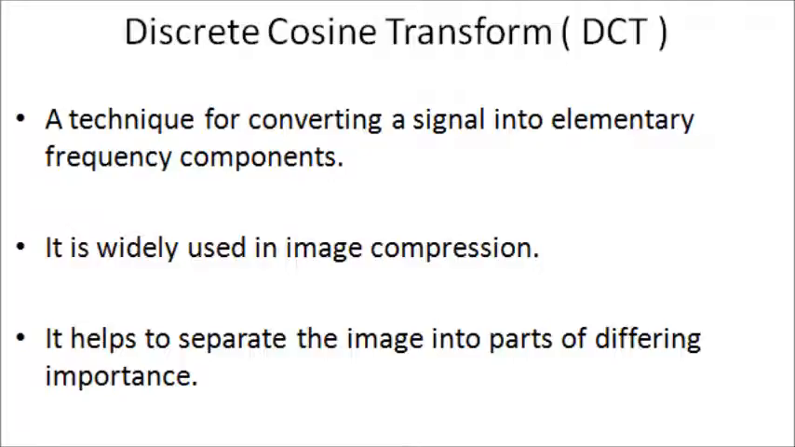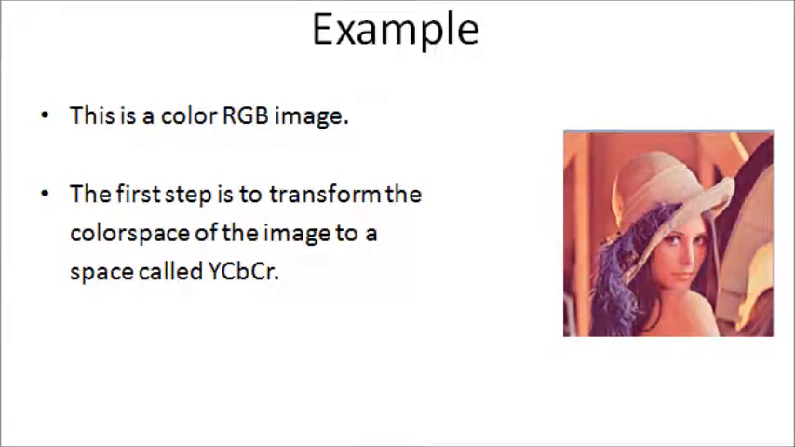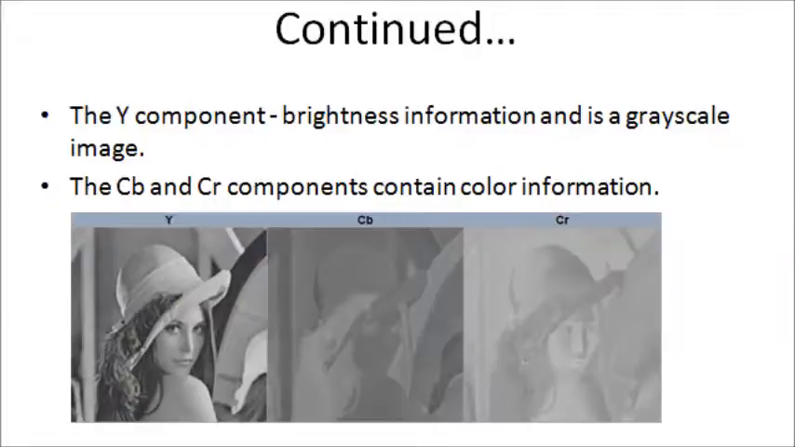Let us now discuss the discrete cosine transform in detail. This is a technique for converting a signal into elementary frequency components and plays a very important role in image compression. Consider an example of this colored image. As you can see, this is a colored RGB image. So the first step is to convert this image into YCbCr, where the Y component is for brightness and is a grayscale image, and the Cb and Cr components contain color information.